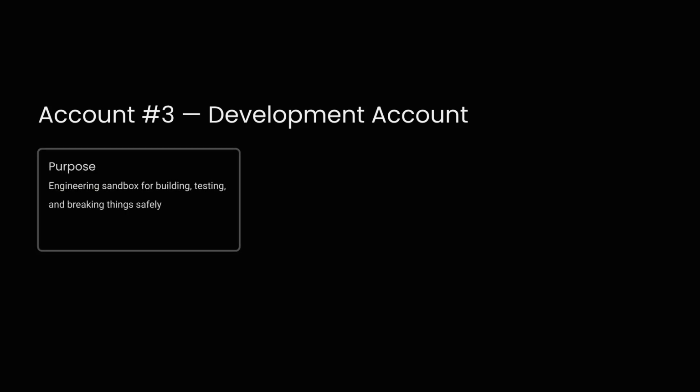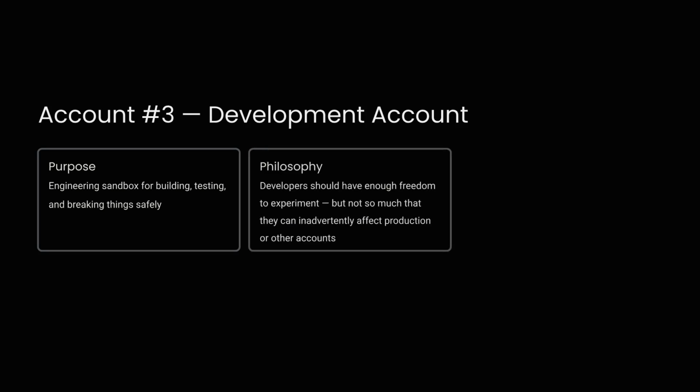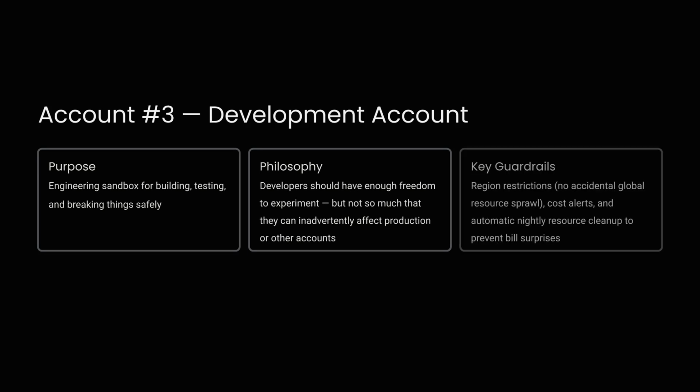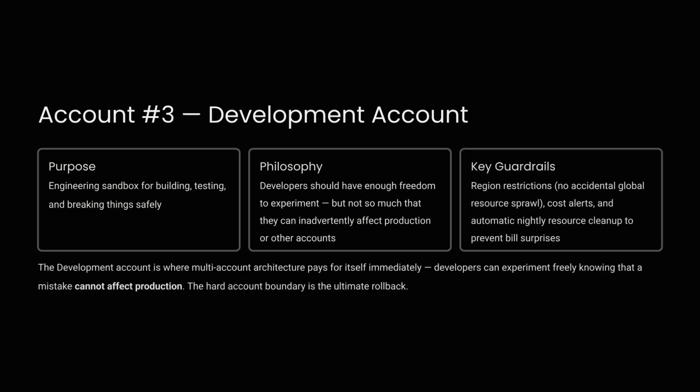Account number 3 is the development account, an engineering sandbox for safe testing and experimentation. Developers should have freedom to innovate, but not so much that they affect production. Key guardrails include region restrictions, cost alerts, and nightly resource cleanup. This hard account boundary is the ultimate rollback and prevents mistakes from affecting production.